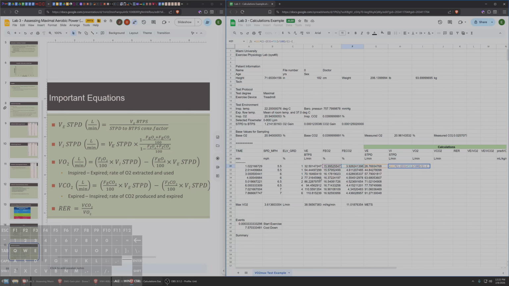Inspired's not on here. Where is it? Oh, it's right here. Right here are base sampling values. So O2 plus CO2 divided by 100.